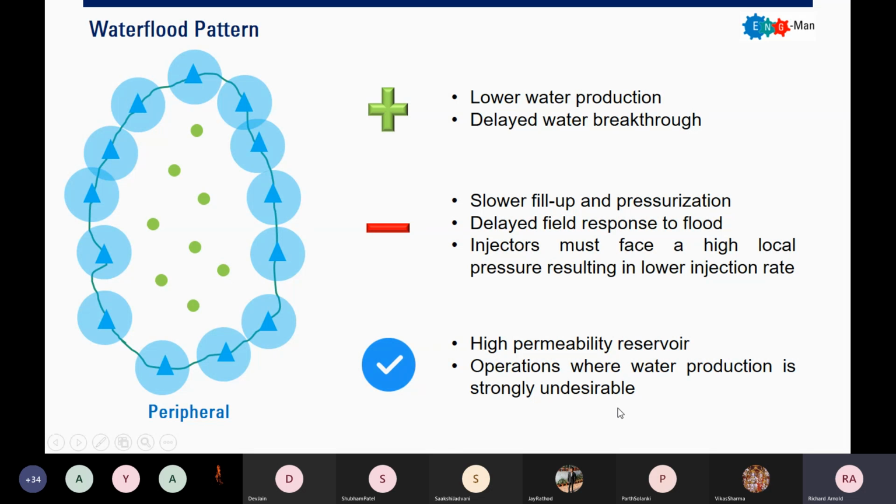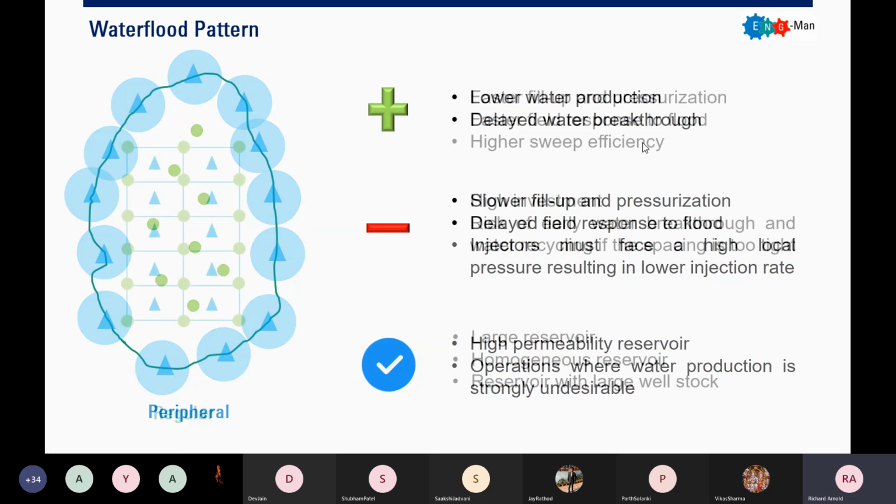And it is good if you want to implement peripheral water flood. It is good for high permeability reservoir. Why? Because it allows the water to arrive at this produced zone faster because we have higher permeability, right? And it is also good for operations where water production is strongly undesirable. So if you really don't want water production, then you can set up your water flood with this pattern, peripheral, because you will have delayed water breakthrough.